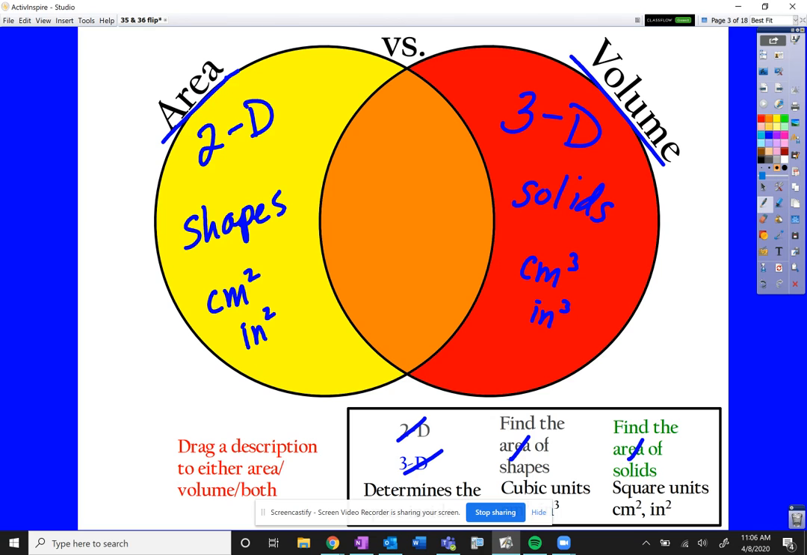And where they overlap is that they both determine the space that something takes up, either flat on a piece of paper, like a rectangle or a circle or a triangle, or like a solid, the volume of a cylinder or a prism or something like that. So they both determine the space. Okay, so let's build on that.